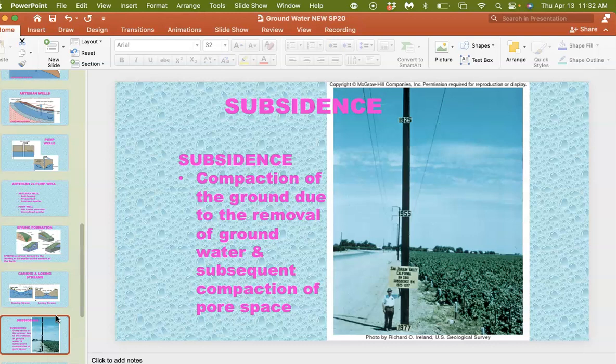Well, the same thing happens with the soil outside. Where we really see a problem with it is in areas of agriculture.